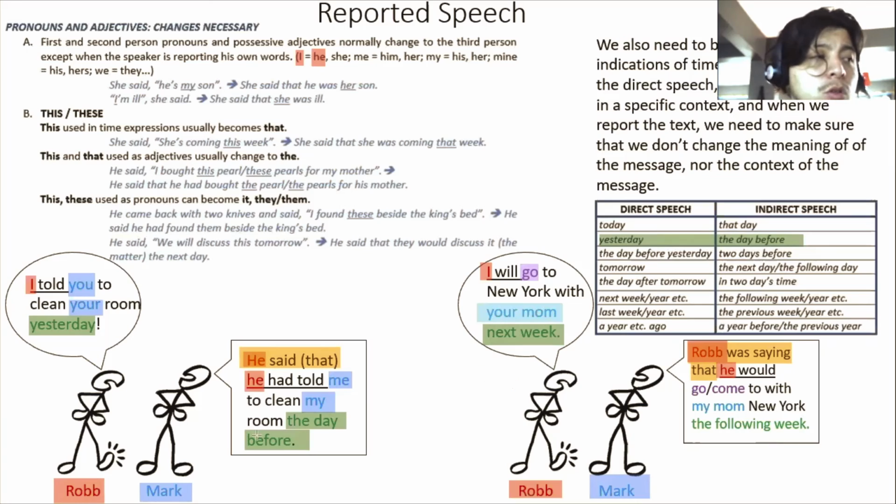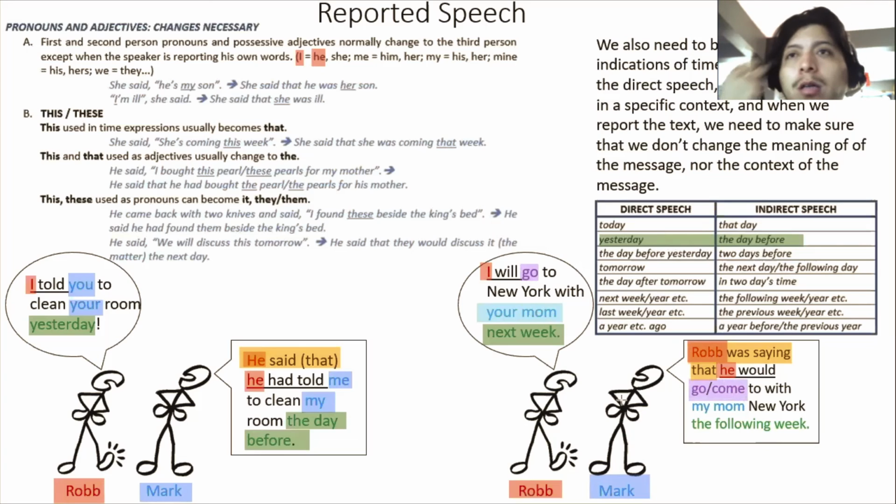Y tenemos dos cosas que podemos decir. Aquí hay una cosa medio chistosa. I will go to New York, yo voy a ir a Nueva York, pero cuando nosotros lo reportamos, podemos decir, he said that he will go, or he said that he will come. Él dijo que iría, o él dijo que vendría. Eso depende de dónde estoy yo.